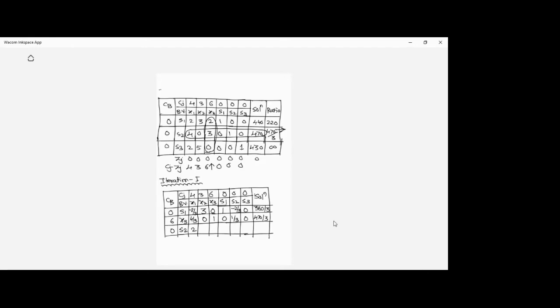Nextly, it will be 5 minus 0 into 0 divided by 3. So the value will be 5 only. Nextly, it will be 0 minus 0 into 3 divided by 3, and hence it will be 0. Nextly, it will be 0 minus 0 into 0 divided by 3. So it will be again 0 only. Nextly, it will be 0 minus 1 into 0 divided by 3. Hence it will be again 0 only. Nextly, it will be 1 minus 0 into 0 divided by 3. So hence it will be equal to 1.